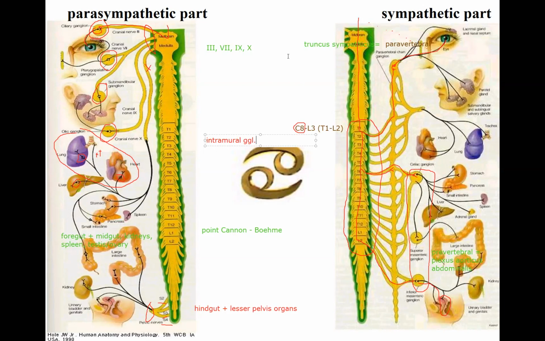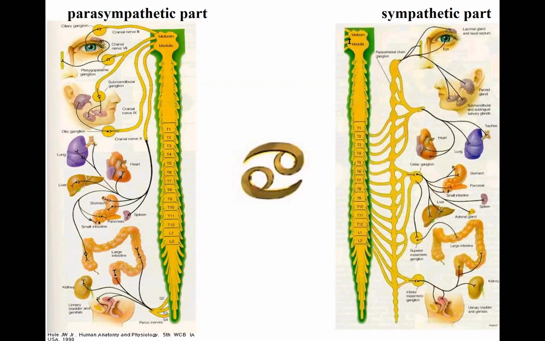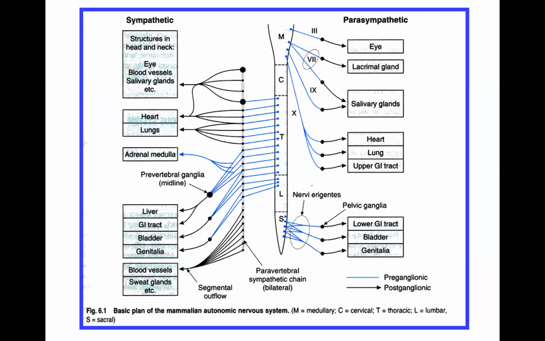If there is no question, I can continue. In the presentation, you have more slides showing the same. Here you have switch sides, sympathetic and parasympathetic, and you can see which organs are innervated by which nerves and from which segments of the spinal cord and brainstem.